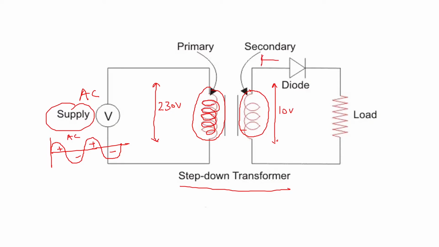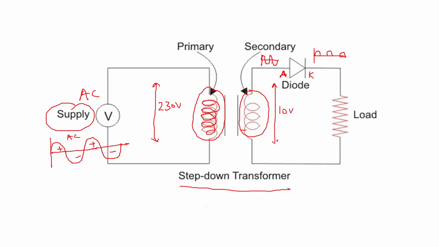That AC here will be passed through the diode, and the output here you will get only for the positive half cycles. For negative half cycles, you will not get output, because for the positive half cycle, the diode anode will be positive with respect to cathode. It will be forward biased, so it will conduct and pass the current. But for the negative half cycle, the anode will be negative with respect to cathode. It will be reverse biased, so it will not pass the current.